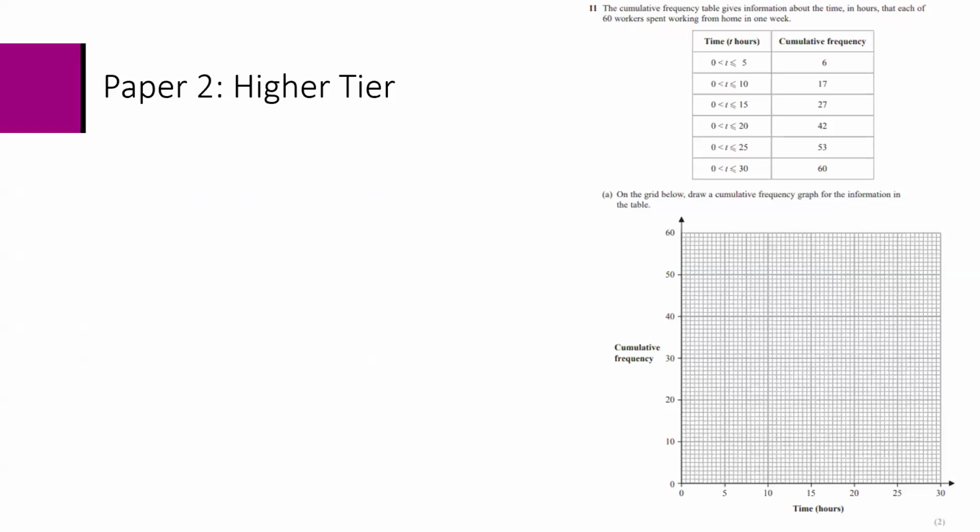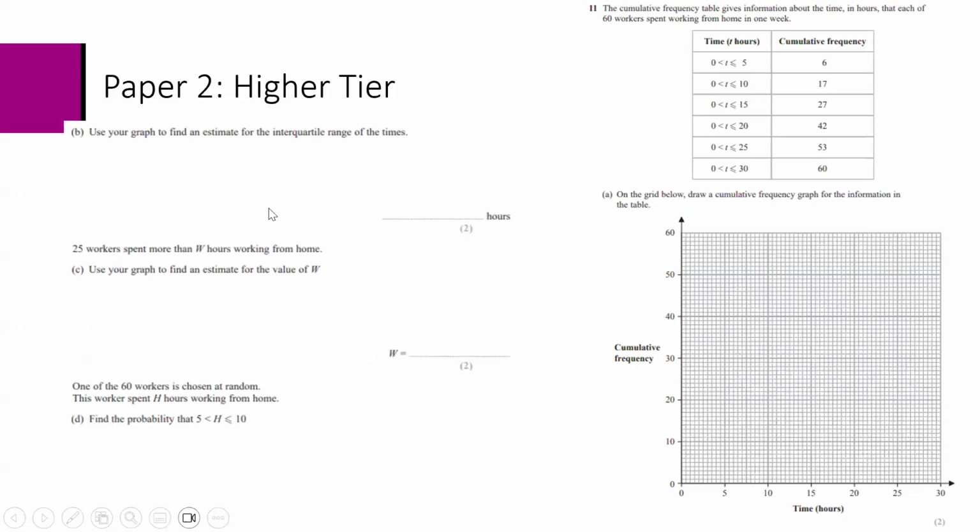Okay, let's have a look at higher tier paper 2, and we've got a cumulative frequency diagram. It's quite a fascinating one. So first of all, we've got to draw the cumulative frequency diagram. Then they've got to use your graph to find an estimate of the interquartile range of times. 20 workers spent more than W hours working from home. Use your graph to find an estimate for the value of W.